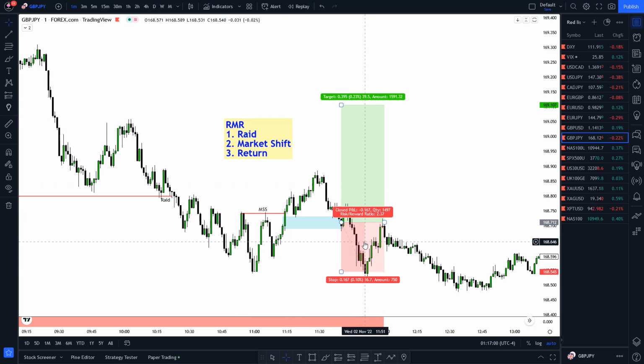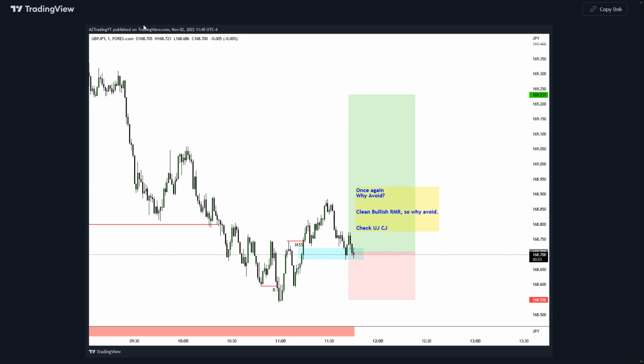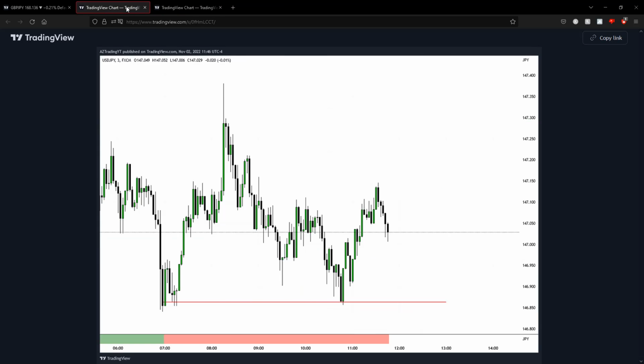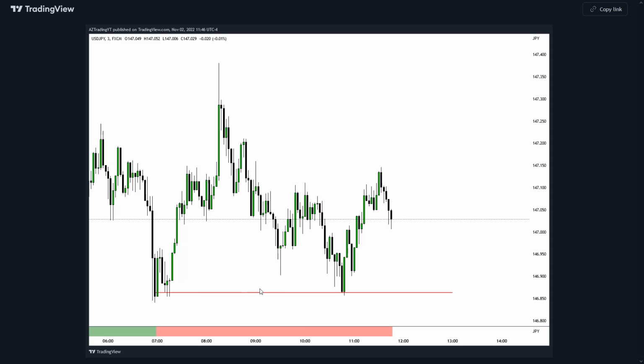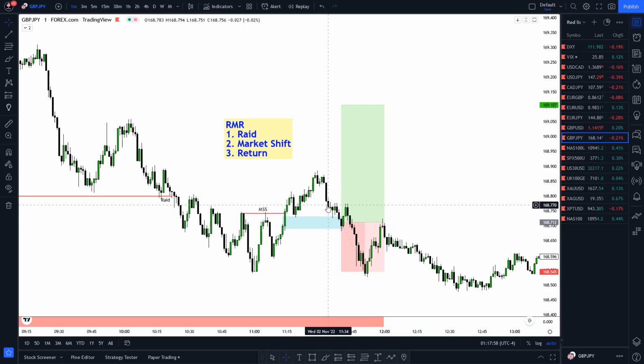Once again guys, this was a trade that I was looking at, but decided against it, and here are my journal inputs. So here's the first screenshot of where the entry would have been at around 1140, and I've written a note here saying once again, why avoid? It's a clean bullish RMR pattern, so why would I avoid it? And then I mentioned to check UJ and CJ. And so here are my other screenshots. UJ, we have these relative equal lows, and then on CJ also these higher time frame equal lows. And that's how I use correlating markets to help me avoid these two losing trades.